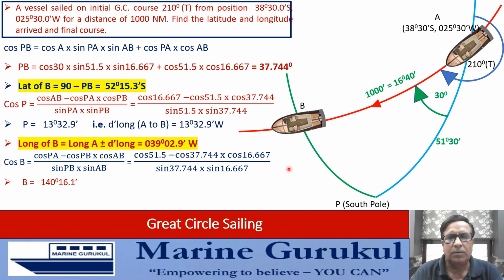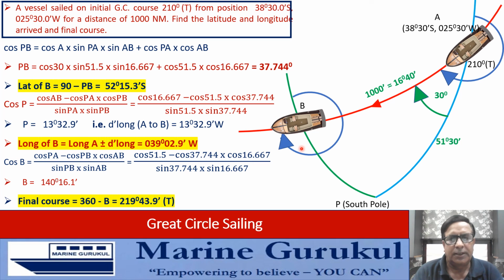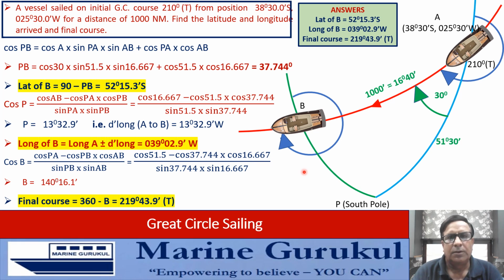On this diagram now, we mark off an arc representing the final course clockwise from north. This is the final course at B. And now we can see that the final course will be equal to 360 minus angle B. Why? Because this angle is vertically opposite to B. And so therefore we can get the final course as 360 minus B, as 219 degrees 43.9 minutes. So this way we have been able to get the latitude of B, longitude of B, as well as the final course.